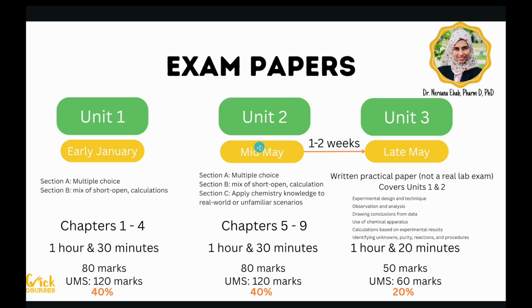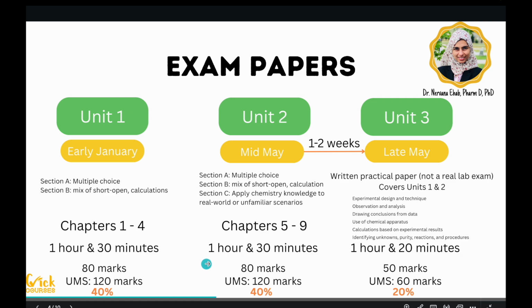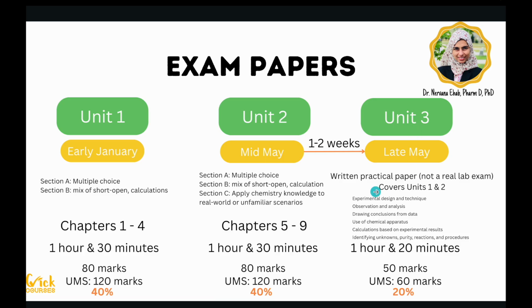All right. Now this unit covers the next half of your syllabus, and it's chapters 5 to 9. And it's also an hour and 30 minutes, and it's also 80 marks, and then it's adjusted to 120 marks. Now, units 1 and 2 are 40% and 40%. The remaining 20% is unit 3. And unit 3 is basically a practical exam. It's a written practical exam.